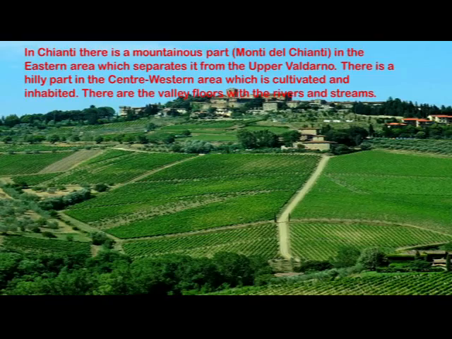In the Chianti there is a mountainous part, Monte del Chianti, in the eastern area, which separates it from the upper Valdarno. There is a hilly part in the center-western area, which is cultivated and inhabited. There are the valley floors with the rivers and the streams.